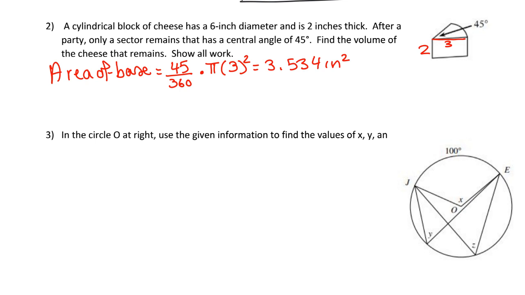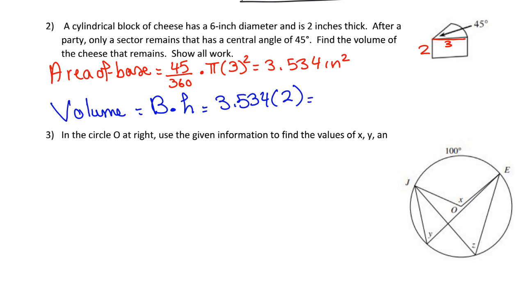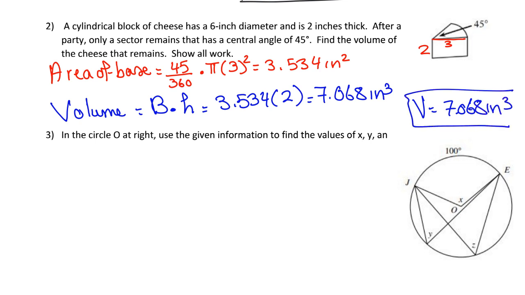Now I'm ready to do my volume, which is the area of the base times the height. So I'll take the 3.534 multiplied by the height of the block of cheese, which is equal to 7.068 inches cubed. So the volume of that cheese is equal to 7.068 inches cubed.